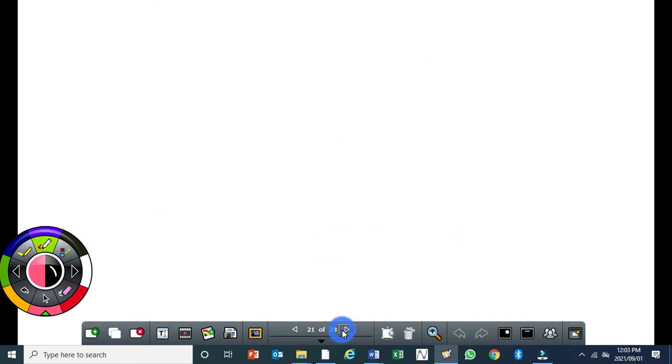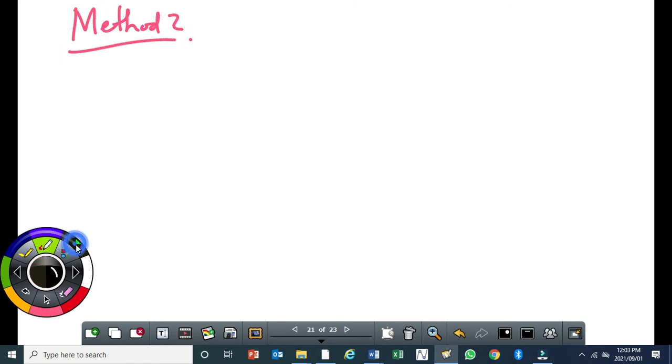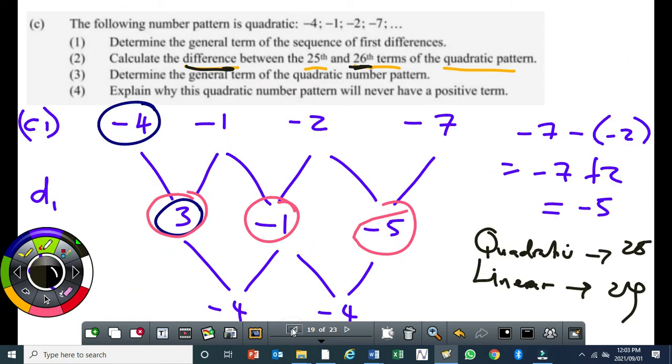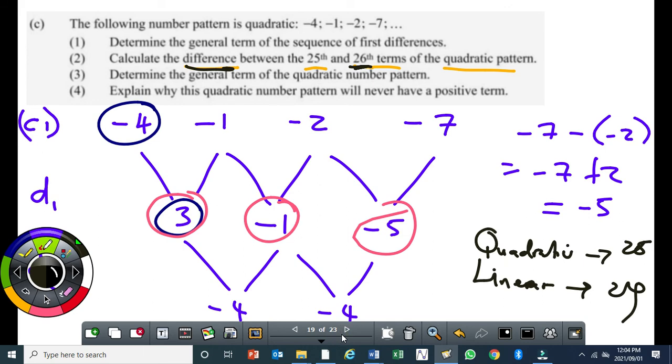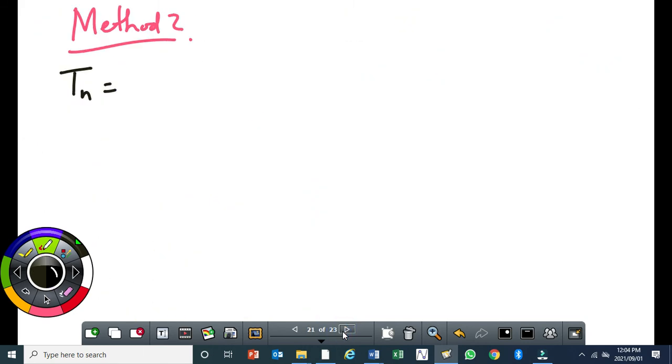So let's carry on. For method 2, we are going to use the general pattern. The general term of the linear is this. Just to give you a clue how I saw that we might have the same method 1: if you put n equal to 25 here, you get minus 100. Minus 100 plus 7 should give you minus what? 93. Are you following? You're very sharp. So this will be minus 4n plus 7.